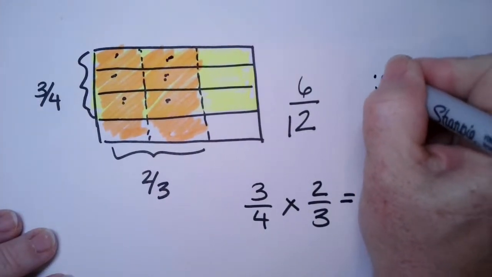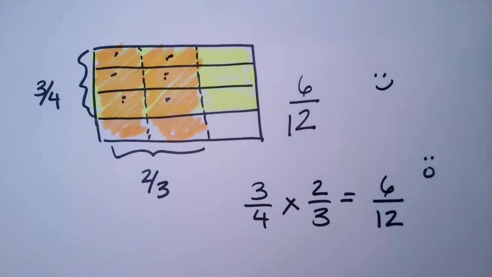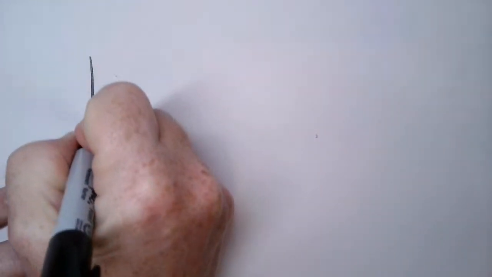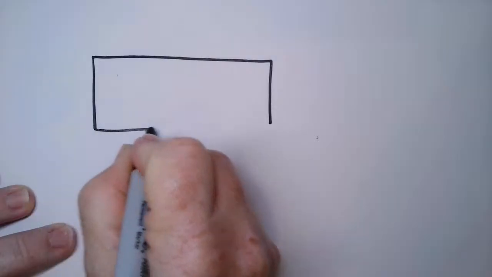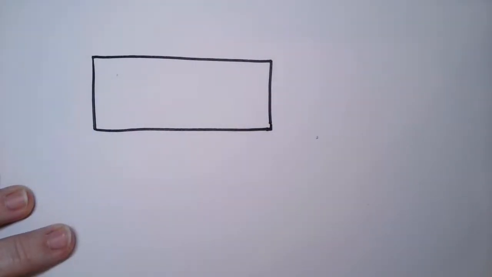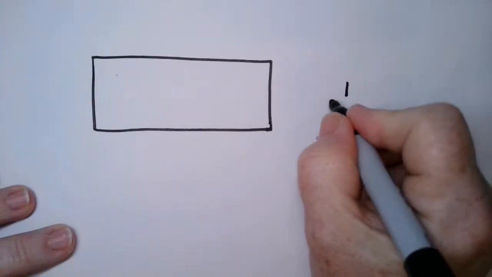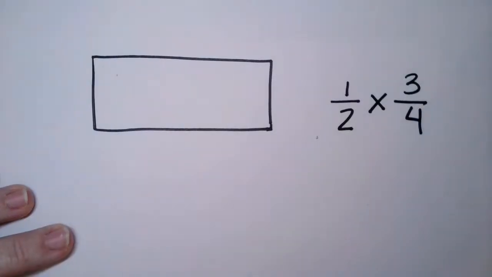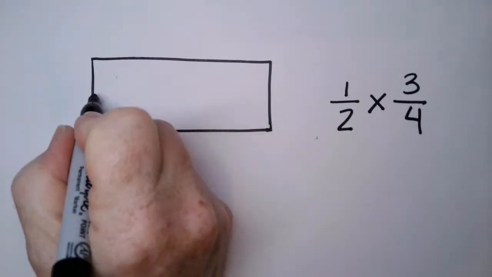Give me a smile if you're like, oh, this is making sense. We're doing okay here. Okay, good. All right, can you do one for me now? I would like you to take this rectangle, draw your own, and cut it in half a long way. Okay, I would like a model for 1/2 times 3/4. So I'll get you started.